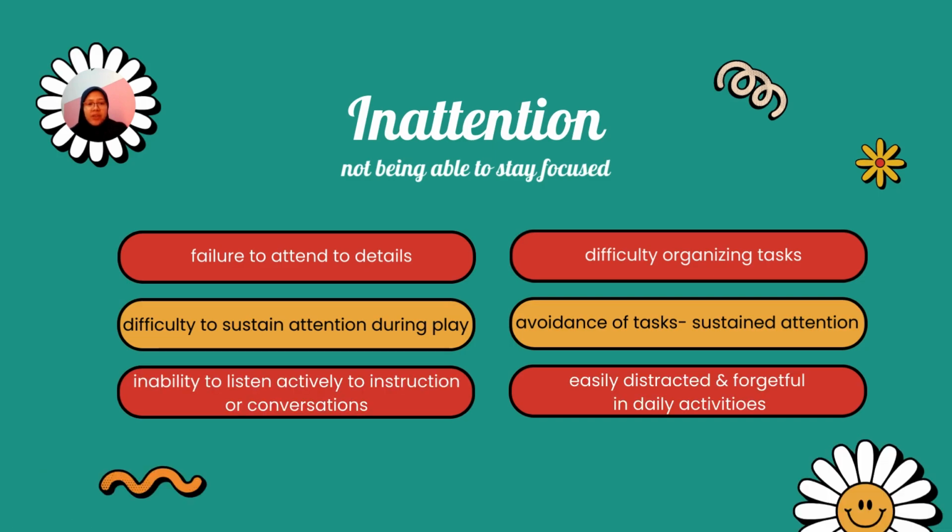The first feature of ADHD is inattention, where the child is not able to stay focused. Inattention is demonstrated by the failure to attend to details. They will have difficulty sustaining attention during play. They will have inability to listen actively to instruction or conversation, and they also have difficulty in organizing tasks and avoidance of tasks that require sustained attention. Children with ADHD also get easily distracted and forgetful in their daily activities.